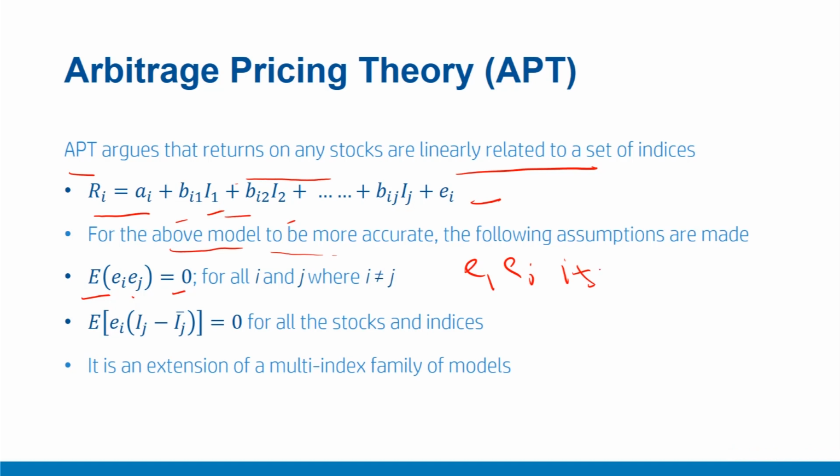Here i is assumed to be not equal to j. That means these Ei and Ej are stock specific components. They are not supposed to be correlated. Any correlation between Ei and Ej would be a sort of violation of these index models.